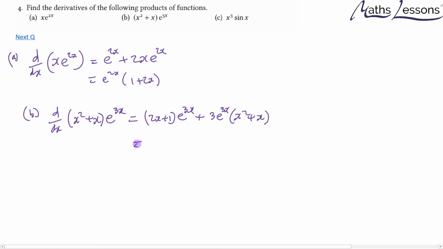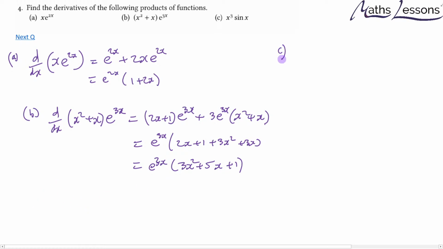I suppose I could factorise this a little bit. So I get e to the 3x, and I get 2x plus 1 from that one. I'm going to get 3x squared plus a 3x from this one. Combine it all a little bit. So e to the 3x, and we've got 3x squared plus, I've got a 2x and another 3x, that's 5x, and I've got a plus 1 there.